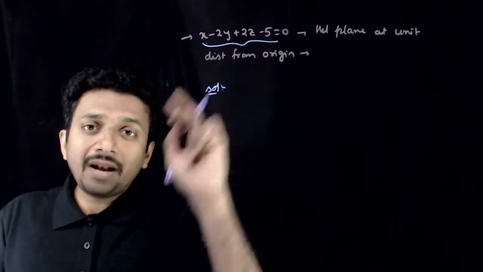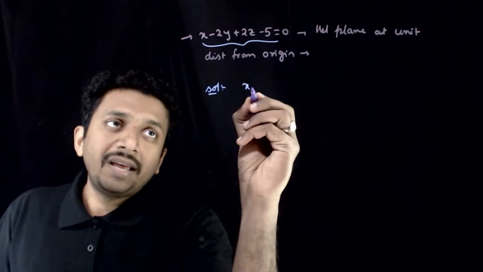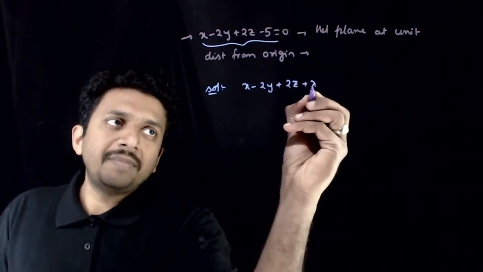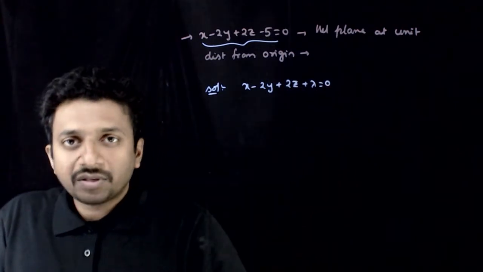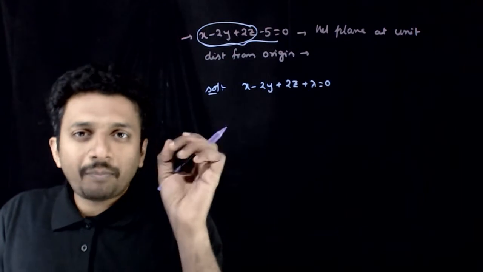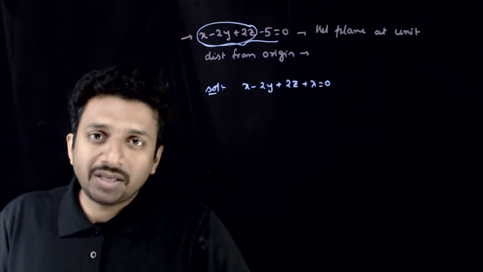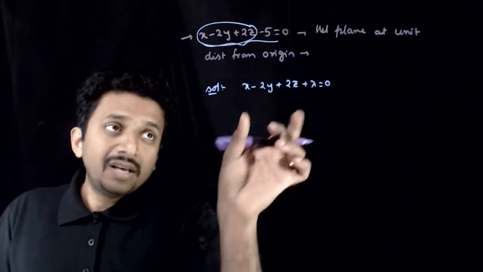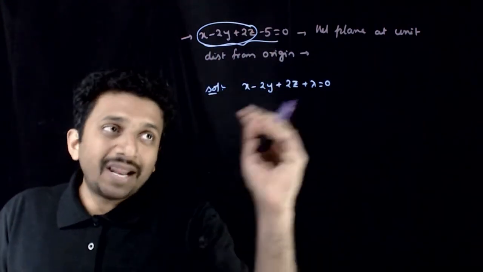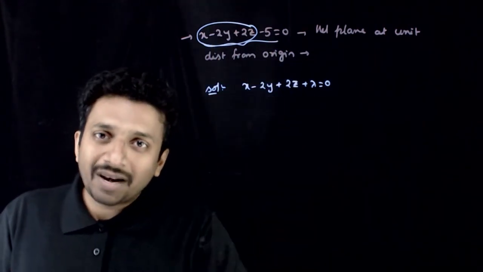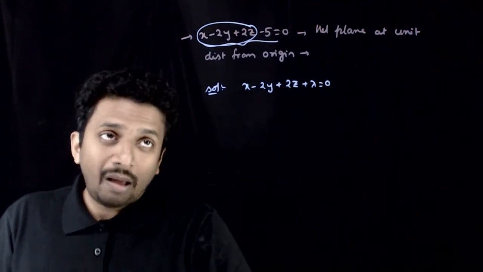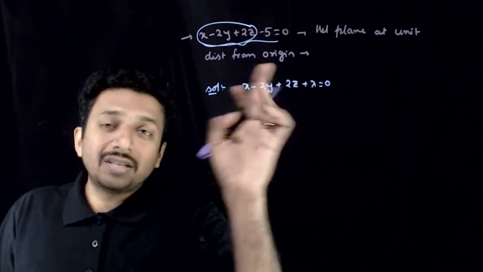Any plane parallel to this plane is given by x minus 2y plus 2z plus lambda is equal to 0. So if two planes are parallel, the x, y, z part remains same, only the constant changes. Now, this plane is a plane parallel to this. Any plane, as lambda changes, you get different planes parallel to the given plane. But I don't want any arbitrary plane. I want that plane which is at a unit distance from origin.